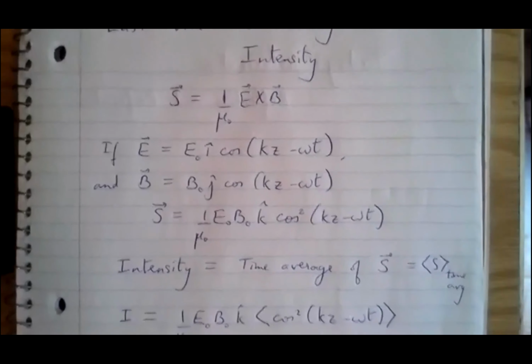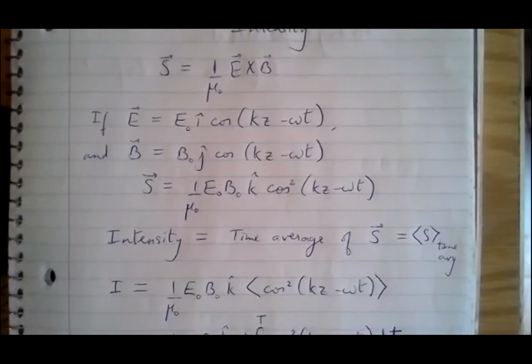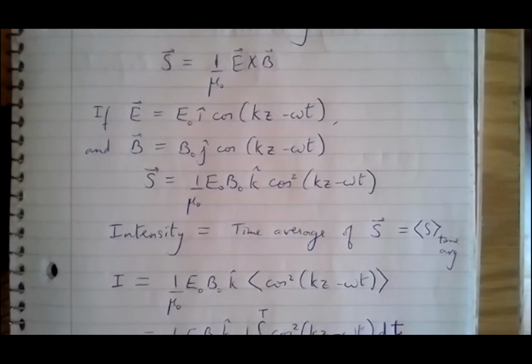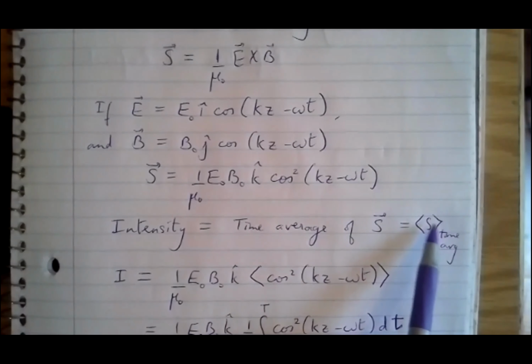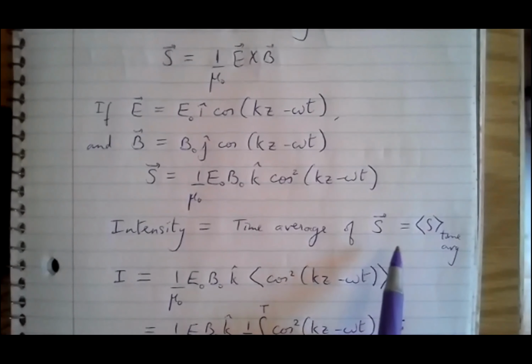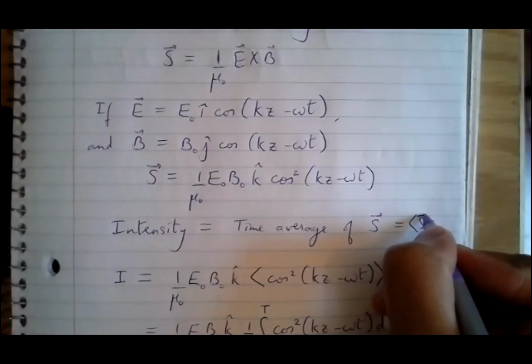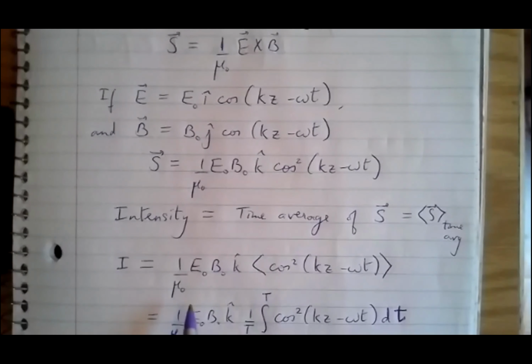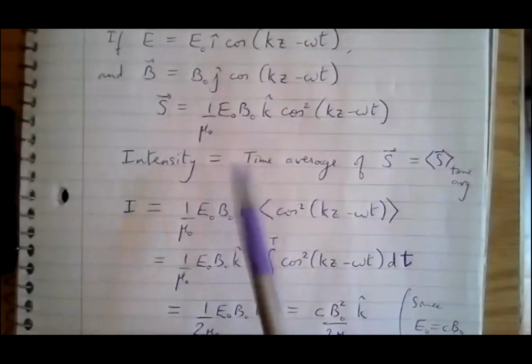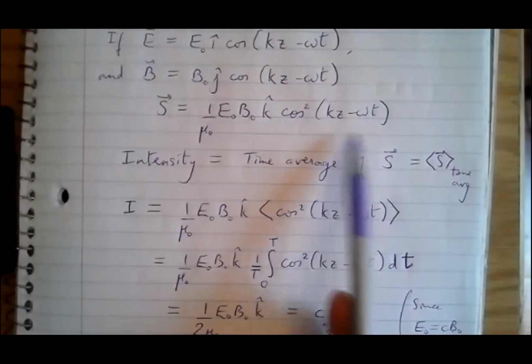The intensity is the time average of the Poynting vector. How do we do that? Often we denote averages of some quantity by putting angular brackets around it. Actually, that should be a vector S. The intensity really is the magnitude of this time averaged S vector. The only time dependent part is the cosine squared.